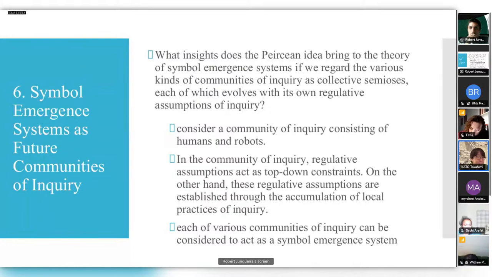Let us consider a community of inquiry consisting of humans and robots. Symbol emergence systems have to involve a micro-macro loop consisting of both the bottom-up process of establishing the symbolic system and the top-down process of constraining each agent. In the community of inquiry, regulative assumptions act as top-down constraints. On the other hand, these regulative assumptions are established through the accumulation of local practices of inquiry. In this way, each of various communities of inquiry can be considered to act as a symbol emergence system in its own right. In the same way that humans have acquired language, each community generates its own system of appropriate practices of inquiry.